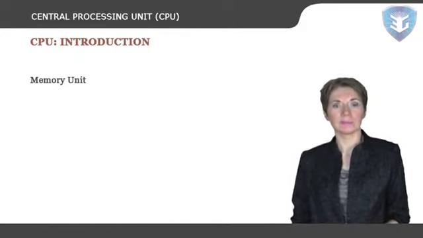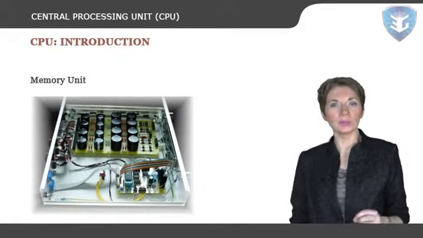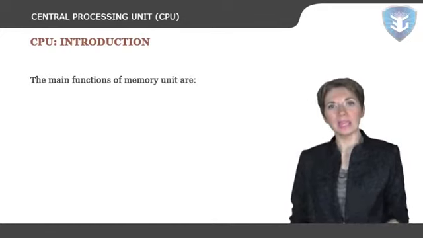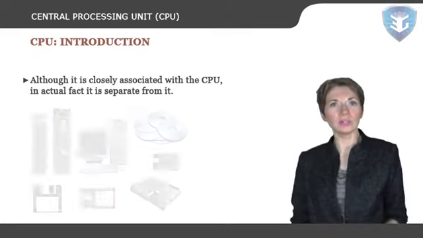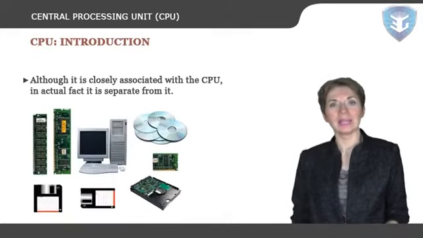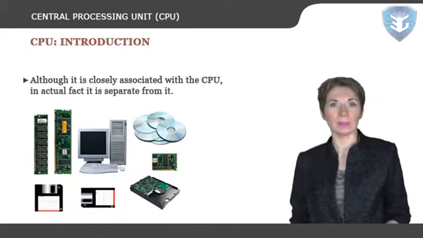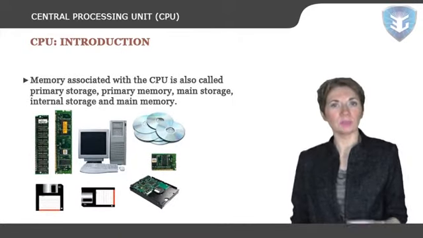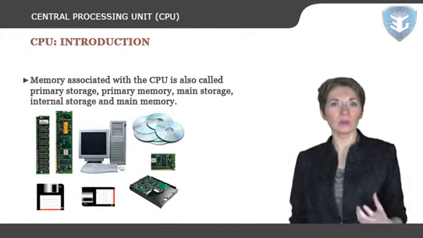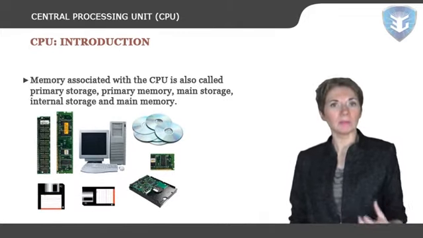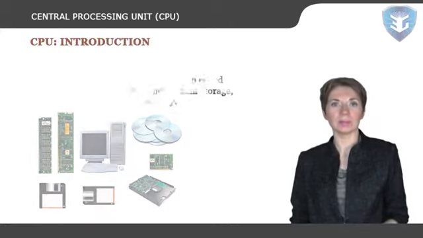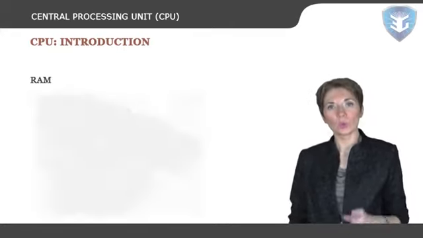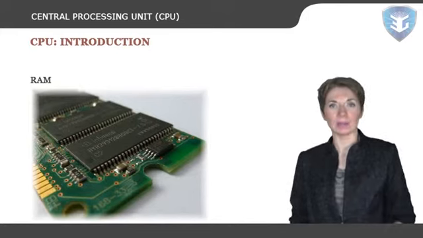Memory unit. The memory unit is the part of the computer that holds data and instructions for processing. The main functions of the memory unit are... Although it is closely associated with the CPU, in actual fact it is separate from it. Memory associated with the CPU is also called primary storage, primary memory, main storage, internal storage, and main memory. RAM. RAM stands for Random Access Memory.